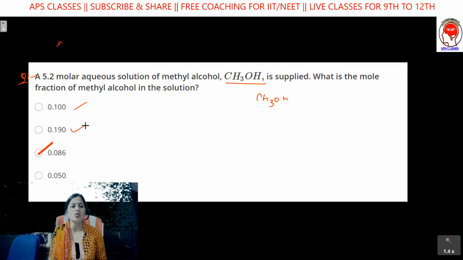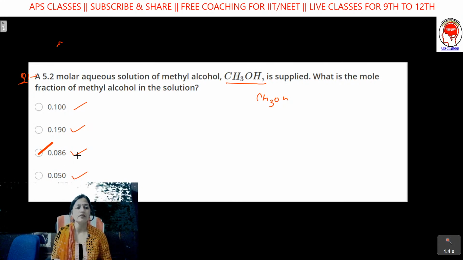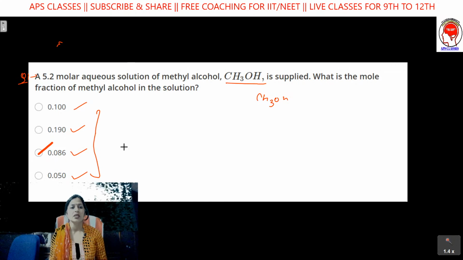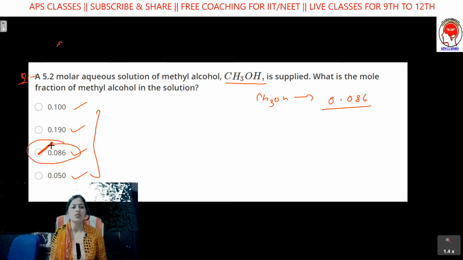0.100, next 0.190, third one is 0.086, and the fourth one is 0.050. So there are 4 options for question number 1, and out of the 4 options we will choose the right one. The mole fraction of methyl alcohol in the solution is not 0.100, not 0.190, and not 0.050, but 0.086. So this is your right answer for question number 1.